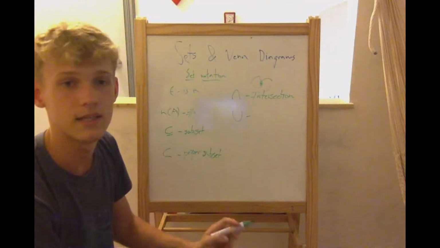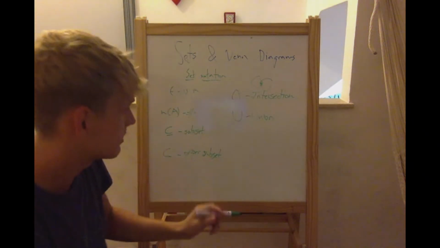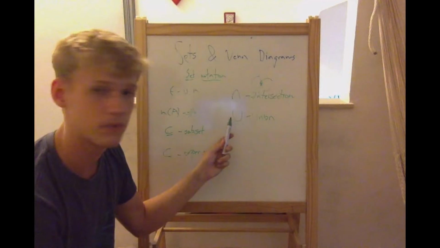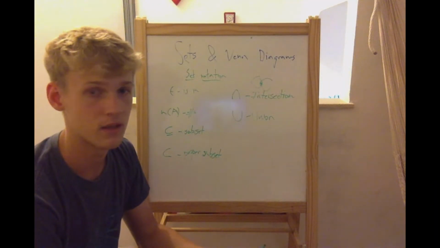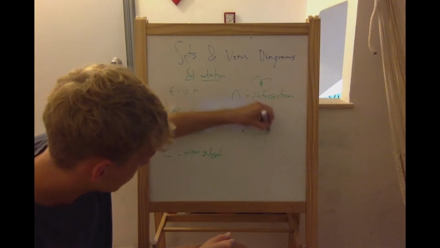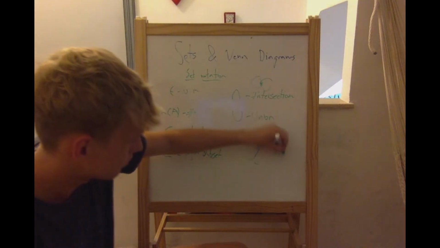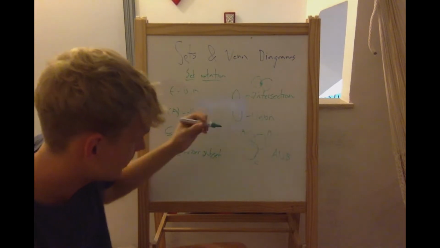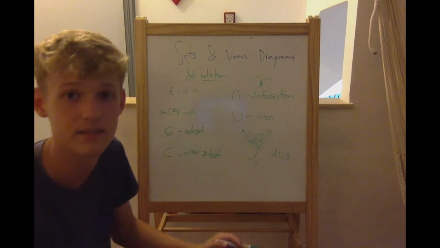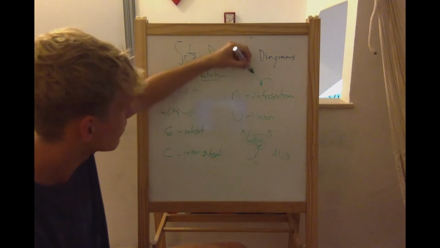And this U is a union. U for union. What that means is if you have three sets, A, B, and C, A union B means A or B. So you have A, B, and C. A union B is all of this: anything that is A or B. So that includes the intersection of A and B.